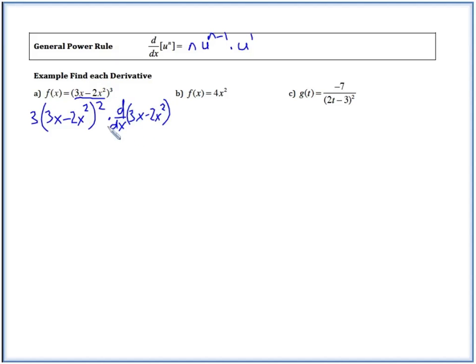Now this step is not necessary to write out every time. I'm just doing it in this case so that you can see that it follows this general power rule perfectly. Alright, so now we're going to actually go ahead and take the derivative here. So this would become 3 minus 4x. Okay, so I just took the derivative there. And then we still have the front portion here.